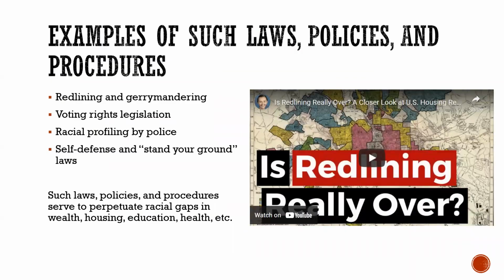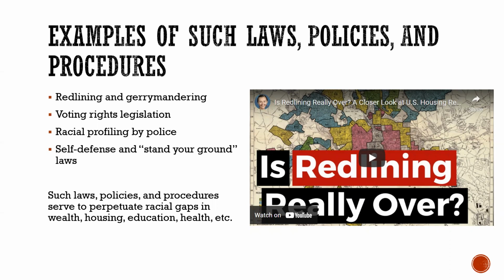So here are some examples of such laws, policies, and procedures that some of you have probably heard about. For example, redlining and gerrymandering. Many of you are probably familiar with those terms, but redlining was a practice where they went on maps and actually drew lines around different neighborhoods and made policies. Literally, in the beginning it was Black people or other people of color cannot live in these neighborhoods. We will not sell houses to people in these neighborhoods. Well, yes, laws were passed to make that illegal, but then the practice still continued sort of informally, right? With real estate agents just not showing people homes in those neighborhoods, and with banks charging Blacks and other people of color higher interest rates, or actually refusing to give loans.